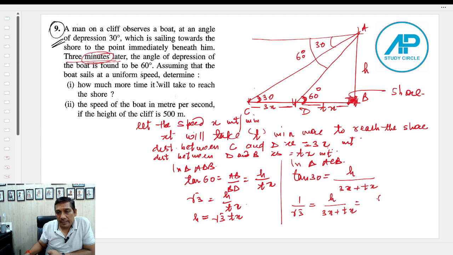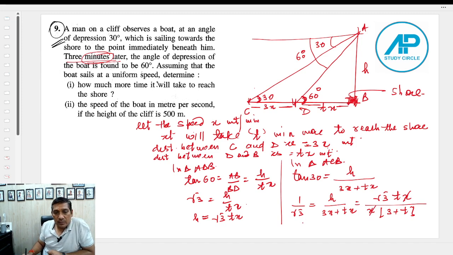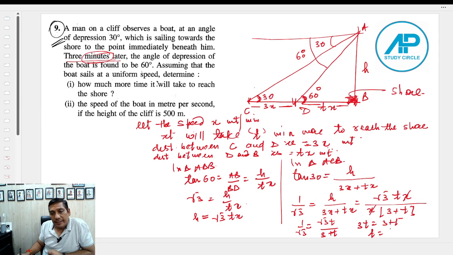And in this, replace h. And this x is being cancelled out. So you get 3t equals 3 plus t, and t equals 3 by 2 minutes. Answer of the first part, 1.5 minutes more will be taken by the boat to reach from D point to B point, or to the shore.